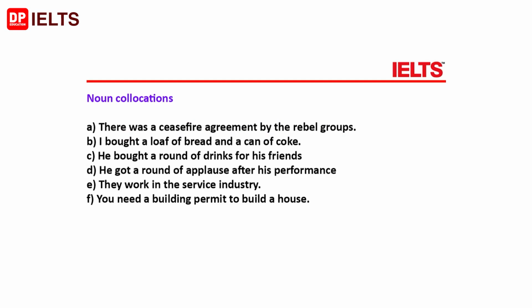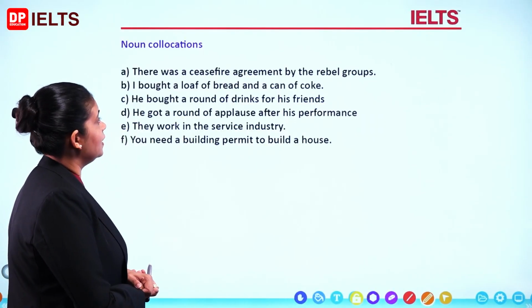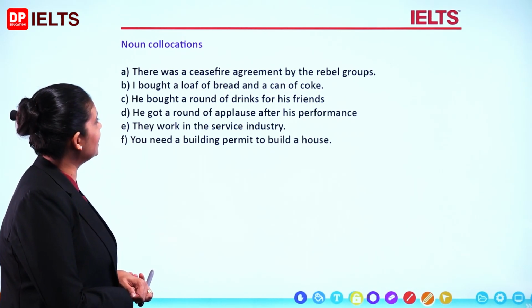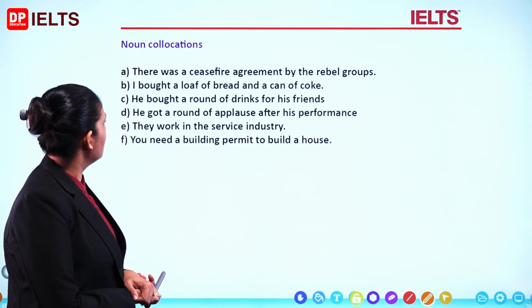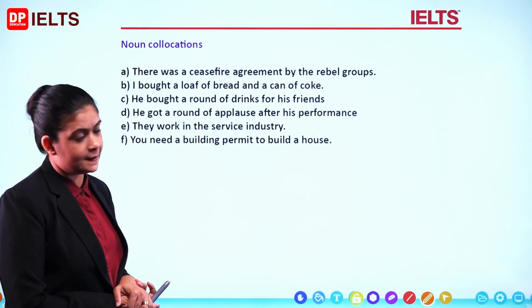Okay. So you have noun collocations here again. There was a ceasefire agreement by the rebel groups. Ceasefire agreement. I bought a loaf of bread and a can of Coke. Right. He bought a round of drinks for his friends.